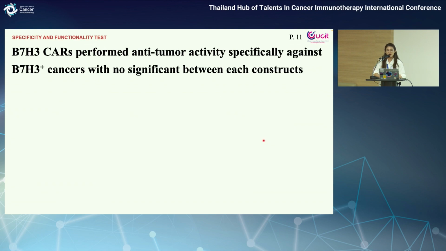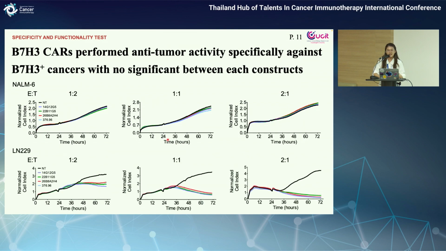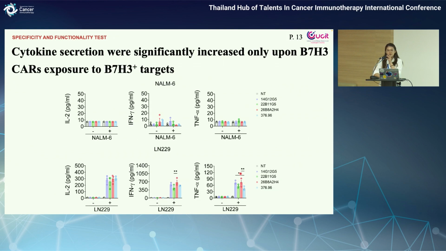Next, we tested the anti-tumor activity of each CAR with real-time cytotoxicity analysis. The results show that none of the B7H3 CAR T cells exhibit anti-tumor activity against NAM6, a B7H3 negative cell line, but all act efficiently against LN229, a B7H3 positive glioblastoma cell. This activity was observed in a dose-dependent manner, and there was no significant difference between the anti-tumor effect of each CAR construct. Along with the cytokine results, IL-2, interferon gamma and TNF-alpha were highly secreted only upon antigen stimulation, especially by 12G5 and 2H4 CARs.